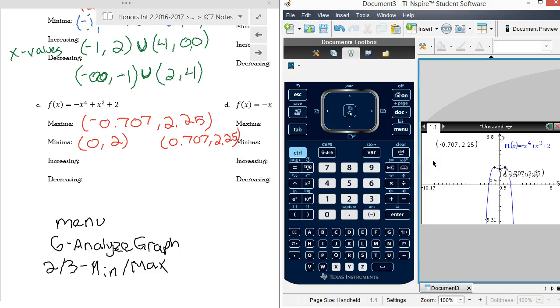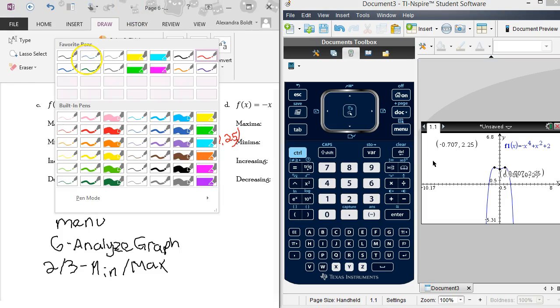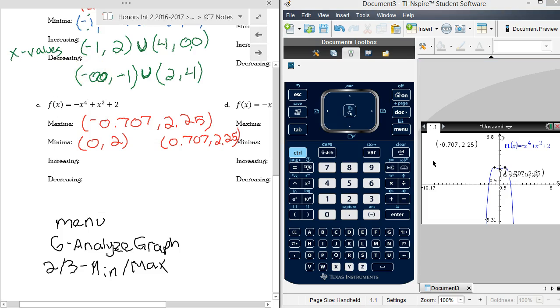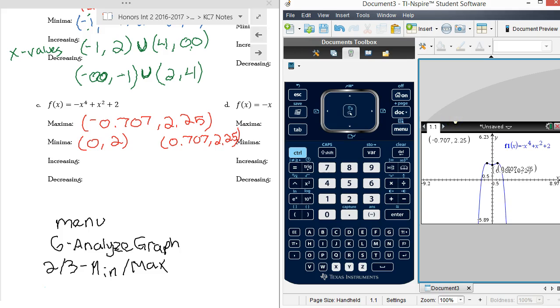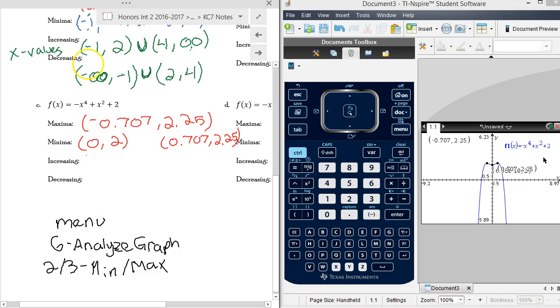Now I want to decide, okay, where is my graph increasing and where is it decreasing? It's the same kind of thing. I can't draw on this, but you can kind of think about it. It's coming up, going down, going up, down. So it starts by increasing. It starts increasing on the left. On the left is negative infinity. It stops increasing once I get to that first maximum, which was negative 0.707.